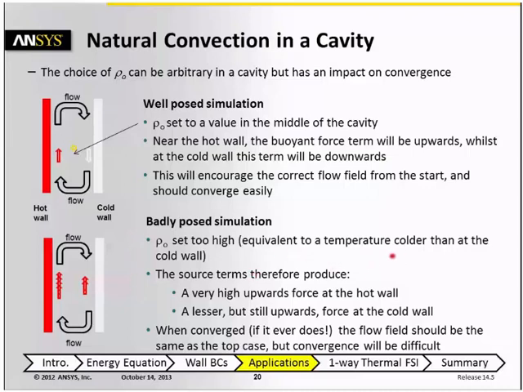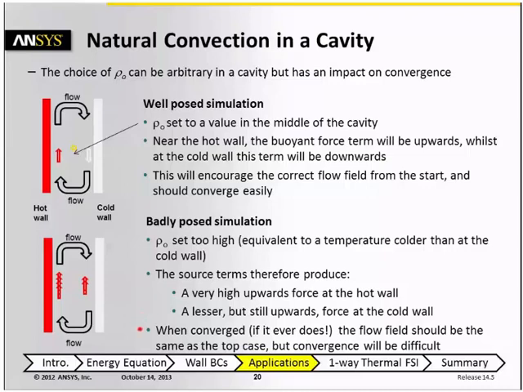On the other hand, if we accidentally set the operating density to a value that's too high, for instance equivalent to maybe a temperature that's colder than the cold wall, then when you start iterating, you have a very high upwards force at the hot wall, but you also have a high upwards force at the cold wall, even though it's not as high as the force at the hot wall. It's still going in the wrong direction.